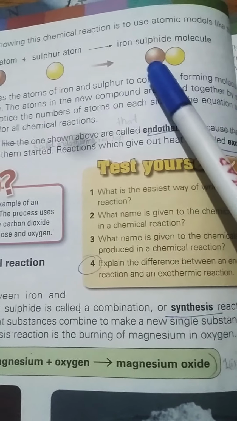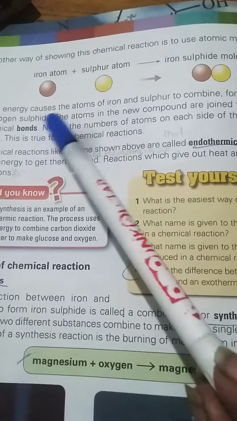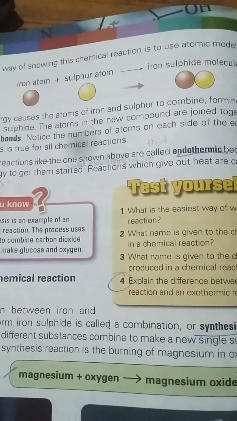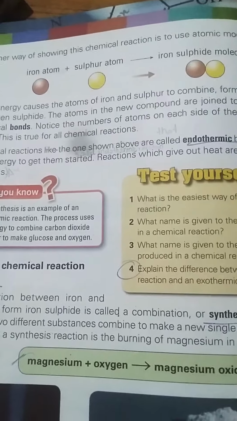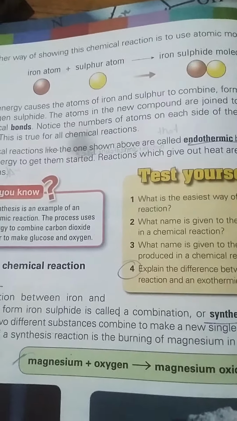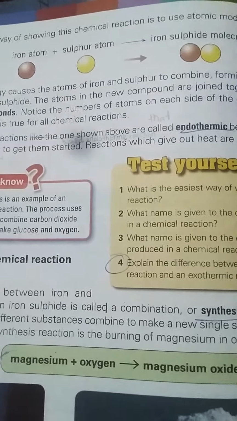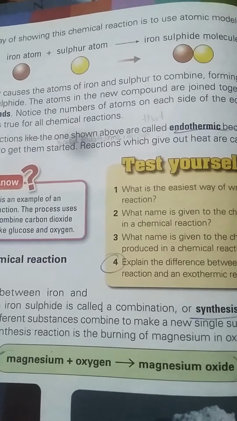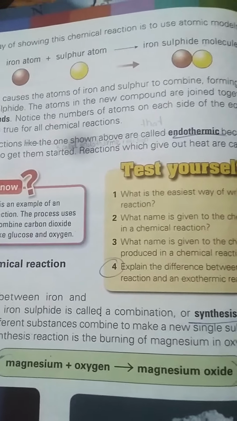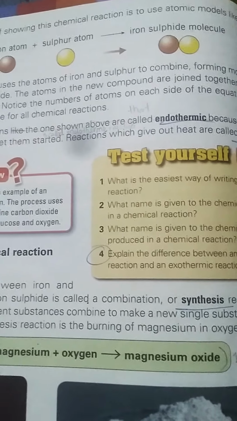And here is the iron sulfide. You can see that the number of atoms in the reactants and the number of atoms in the product are the same. This is a true chemical equation, and it is compulsory for all chemical equations to show the same number of atoms in the reactants and in the products. Here you can see that atoms are joined in the new compound, and they are joined by different chemical bonds.